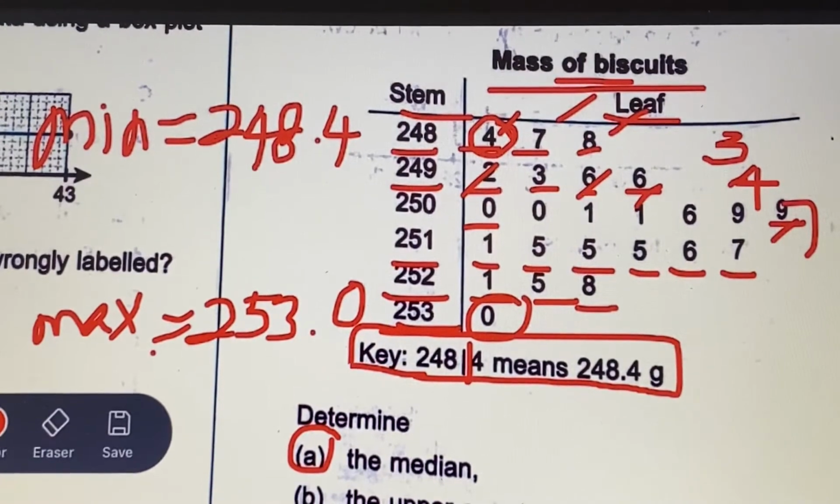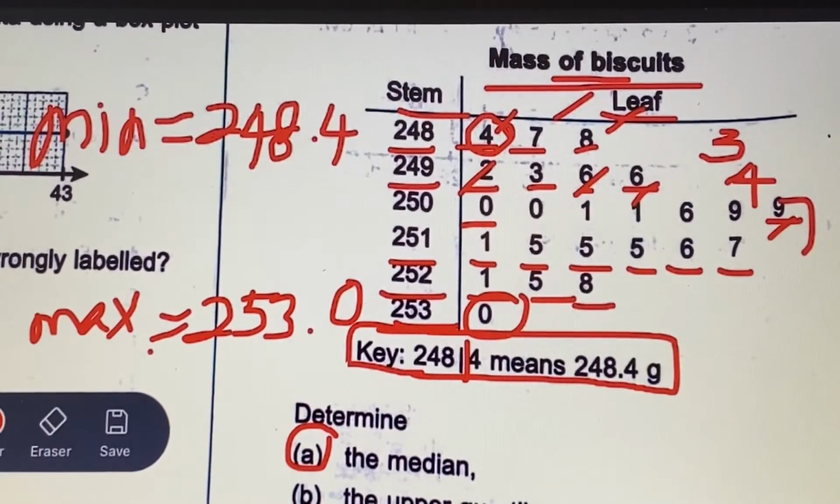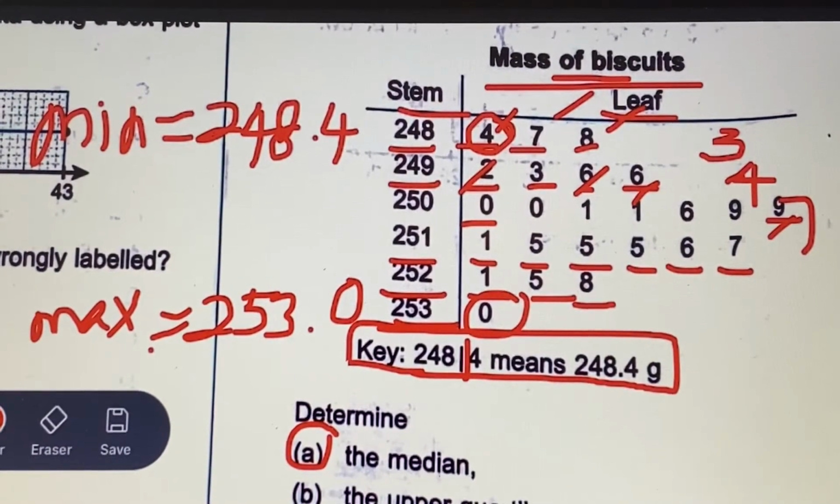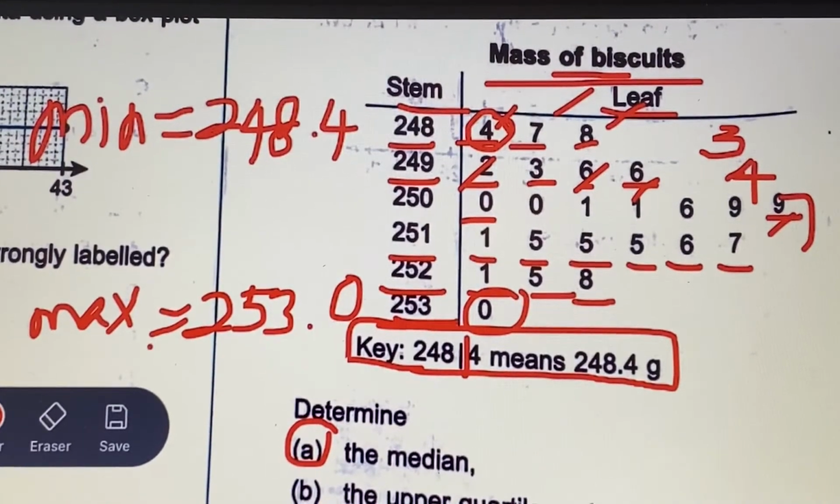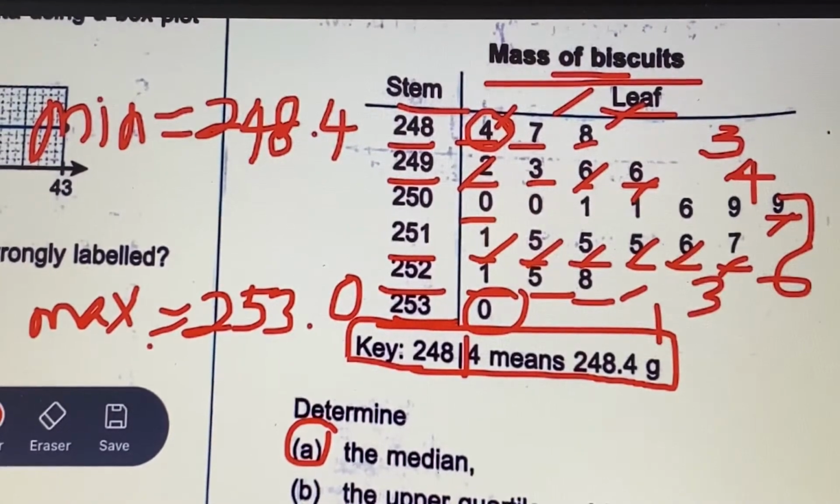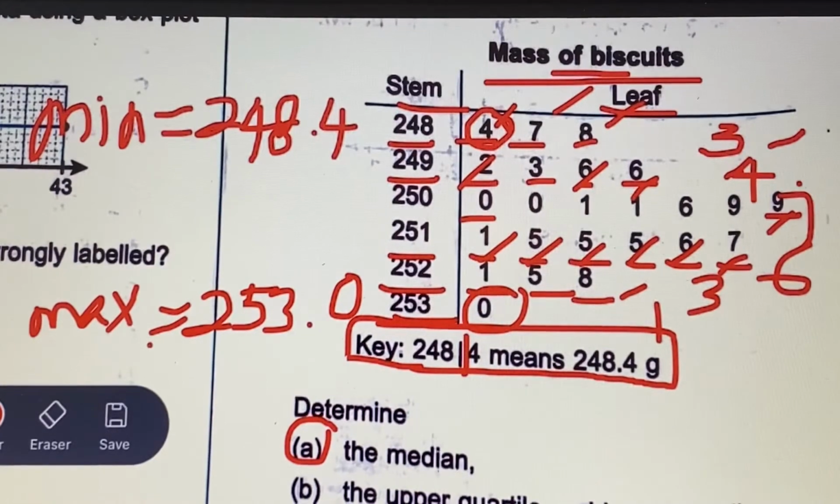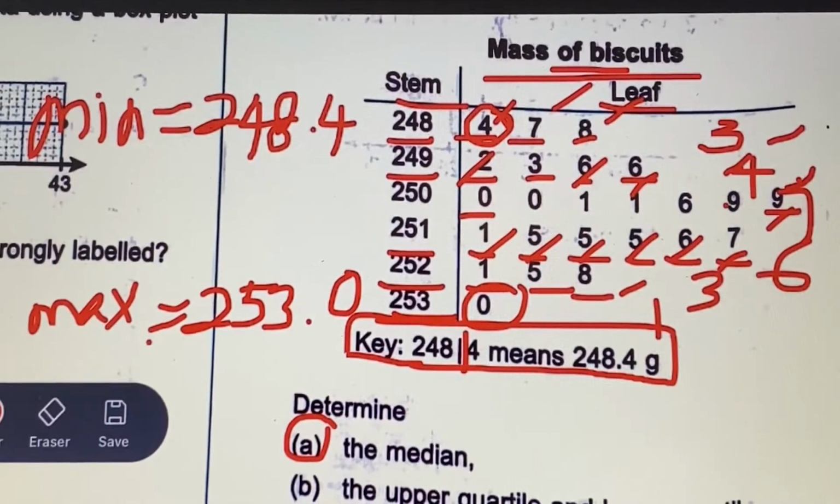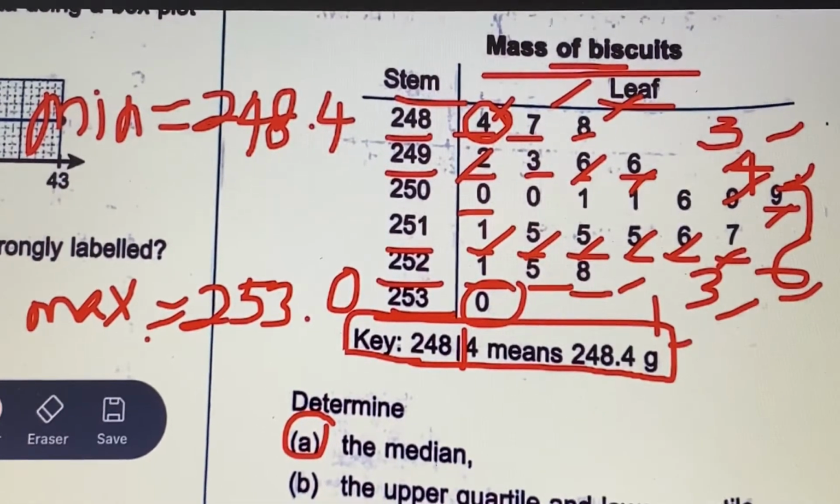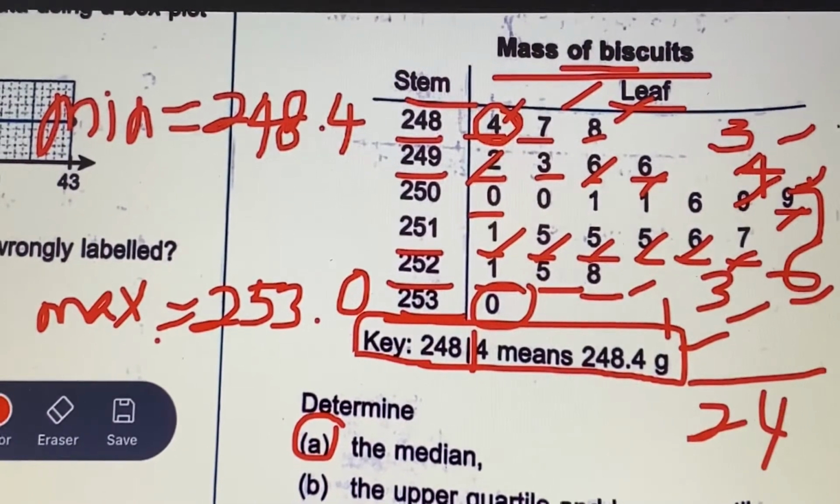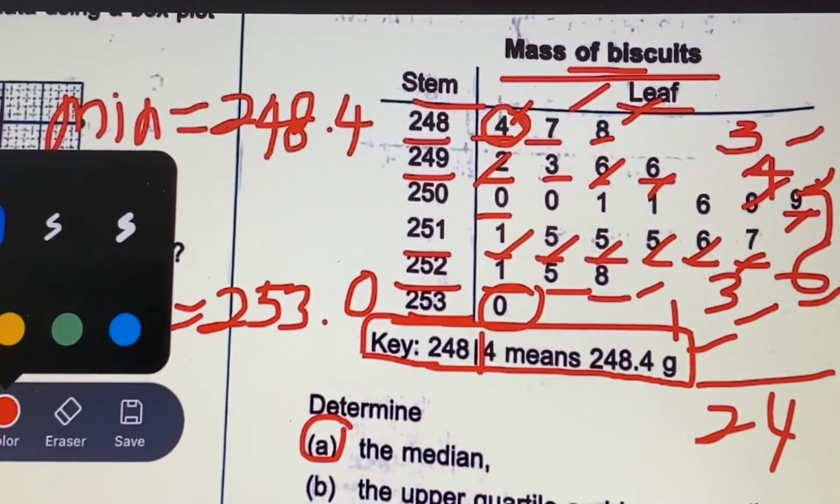Okay, so now the question is asking to find the median. In order to find the median, we must know how many data. 1, 2, 3, 4, 5, 6 here. This one got 3, this one got 1. So total data we have 3 plus 7, 10, right? And then 4 plus 6, 10, 3, 1. So we have 24 data. Is 24 odd or even?